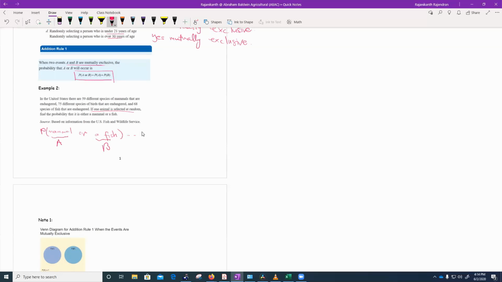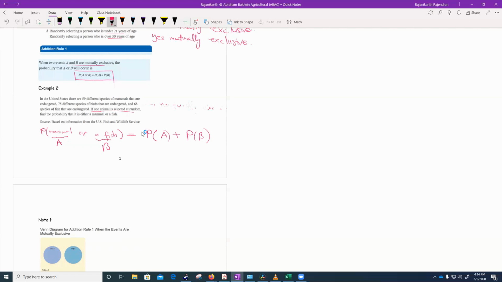So I'm using my previous formula. Here we have the probability of A or B will be P(A) plus P(B). Before using that formula, ask yourself whether A and B are mutually exclusive. Only then could you use this formula, right? You are choosing only one species. Is it possible to have both at the same time? You're selecting one, it should be a mammal and at the same time a fish. No, these two are two different things, so you cannot have both at the same time. Therefore, this is mutually exclusive. So the two events are mutually exclusive.